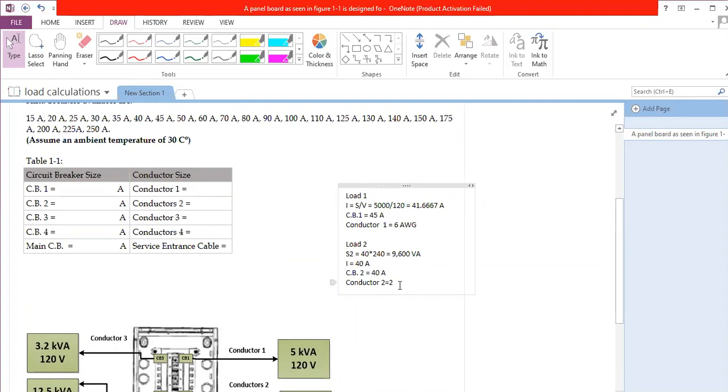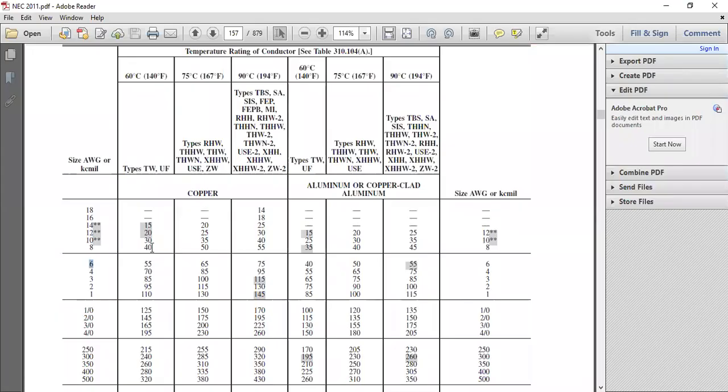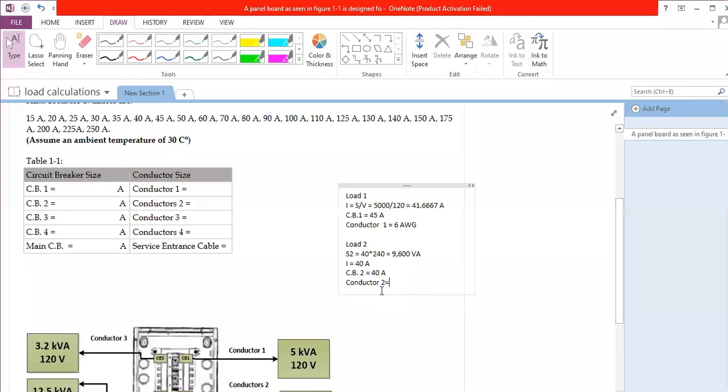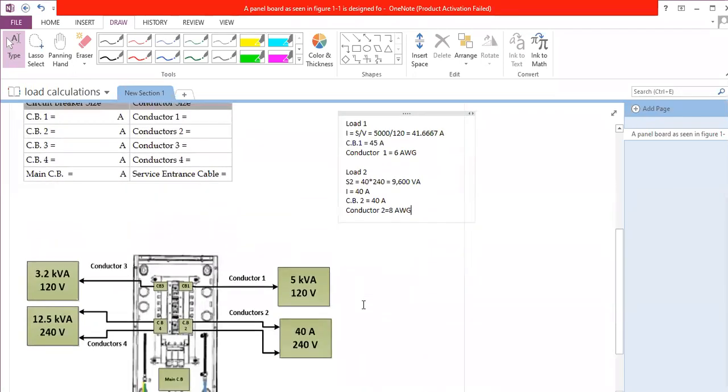Now, what about conductor 2? I have to go to the load share table. I have 40 ampere, so 40 ampere will be 8 AWG. So I will go here to 8 AWG and conductor 2 will be 8 AWG. So this is for load number 2.